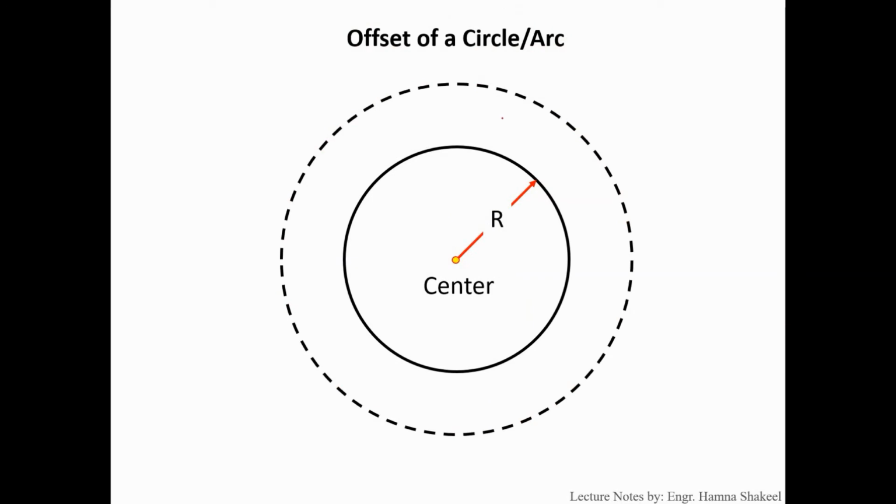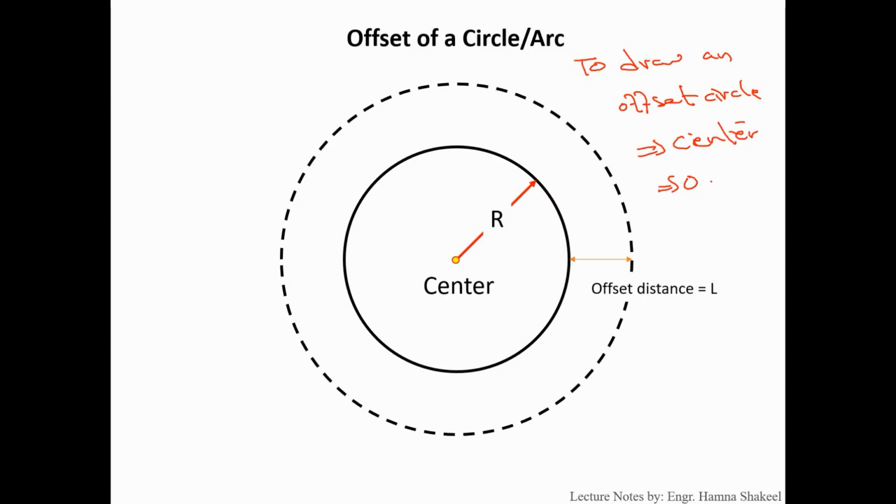So here you have got the offset of the circle. The distance between the actual circle and the offset circle is known as the offset distance. In this case, I'm using this L to represent the offset distance. Another property of the actual circle and the offset circle is that they share the same center. So to draw an offset circle, you need two things. You need the center and you need the offset distance.